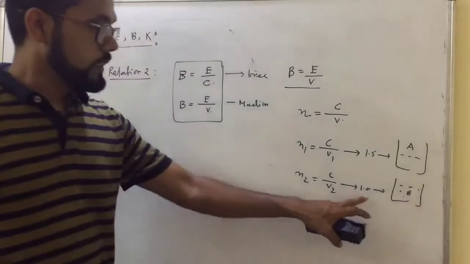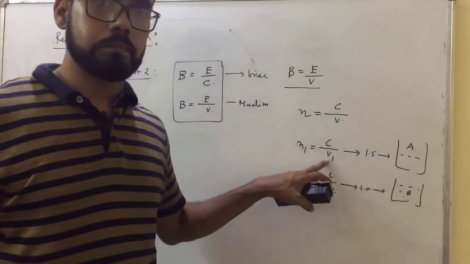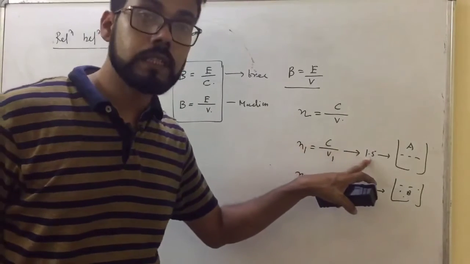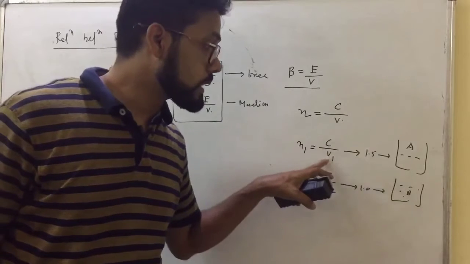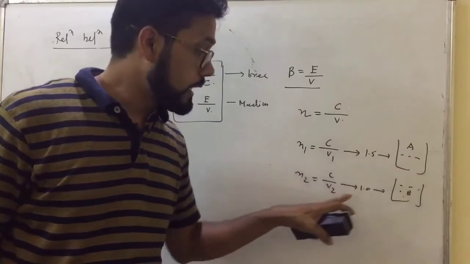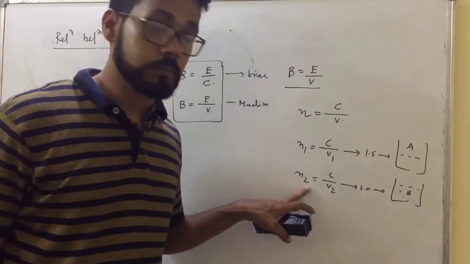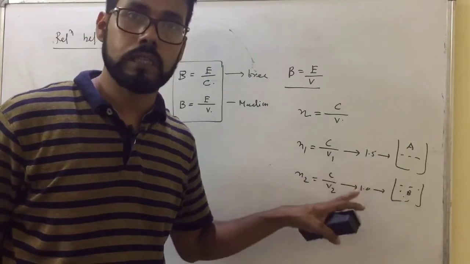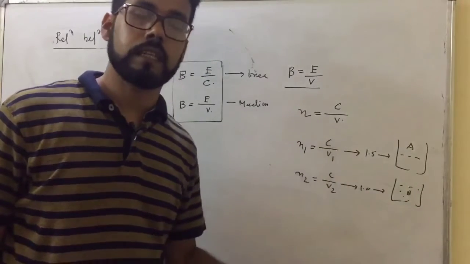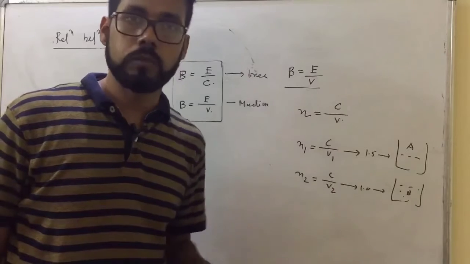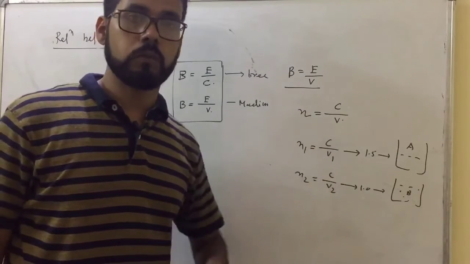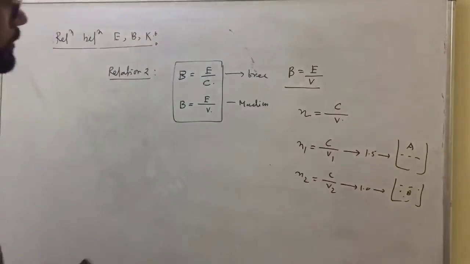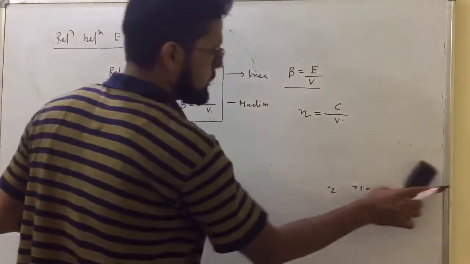What does it mean? 1.5 means V is smaller, because C is constant. So a higher refractive index means lower velocity of the electromagnetic wave in medium 1, and a lower refractive index means higher velocity of the electromagnetic wave in that medium. So this is how refractive index is characterized. Refractive index will tell you how fast an electromagnetic wave propagates in a particular medium. Clear? These are the important facts we have already studied.